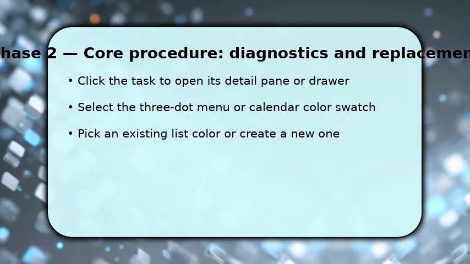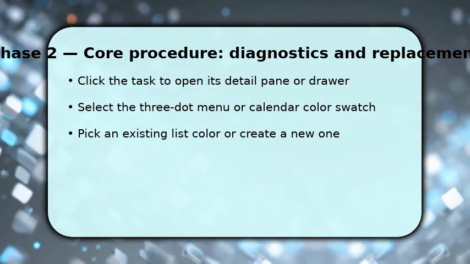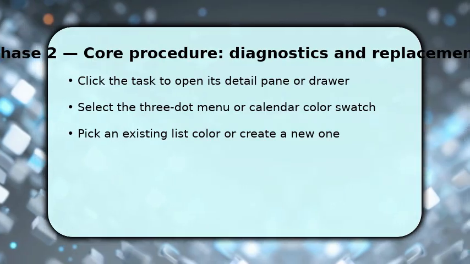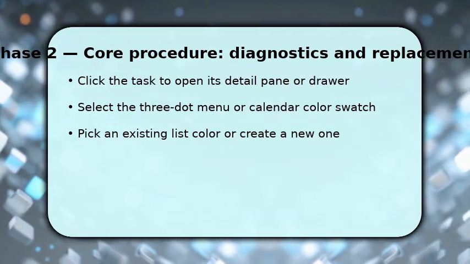If you need a custom hue, pick the closest preset. Google doesn't offer a full color picker here, so adjust list names or organize tasks into different lists.